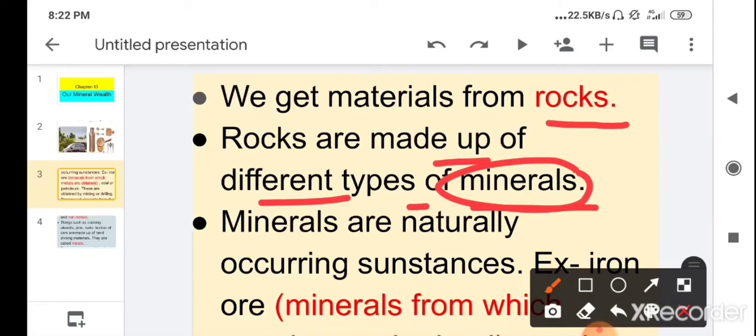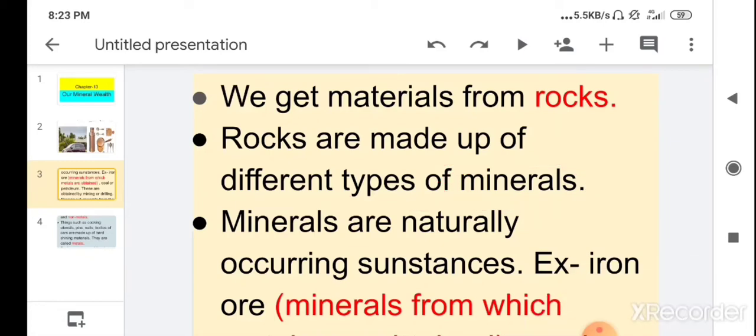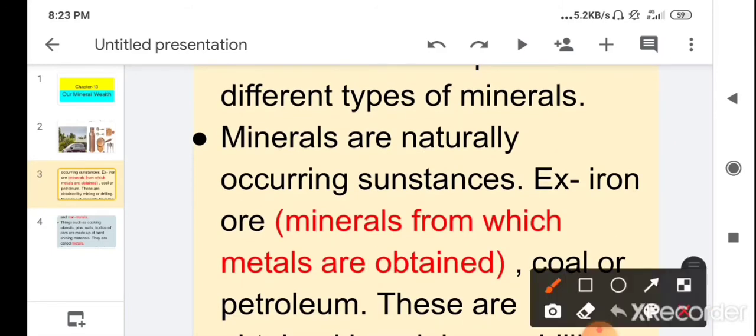So children, minerals are naturally occurring substances, and an example of a mineral is iron ore. What is ore? The minerals from which metals are obtained. Iron is a mineral from which we get different metals like steel. So ore is a mineral from which metals are obtained.